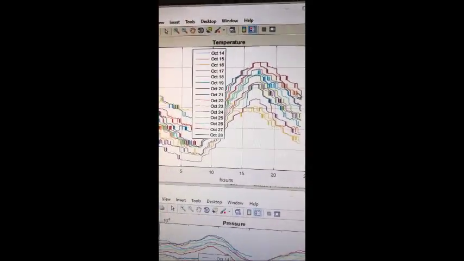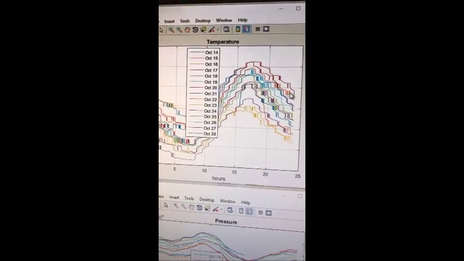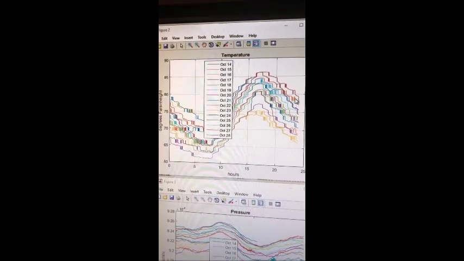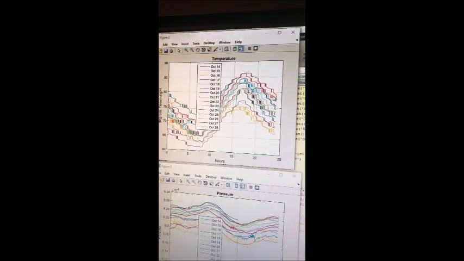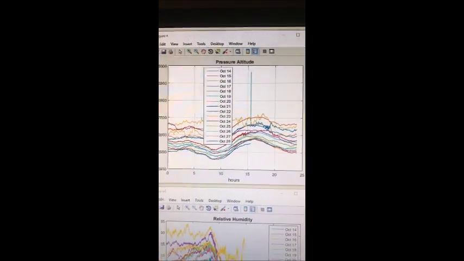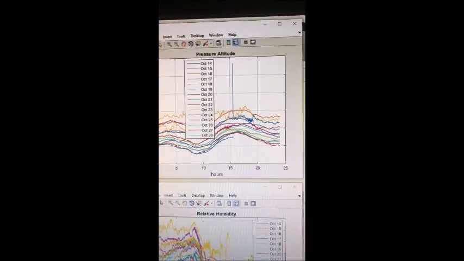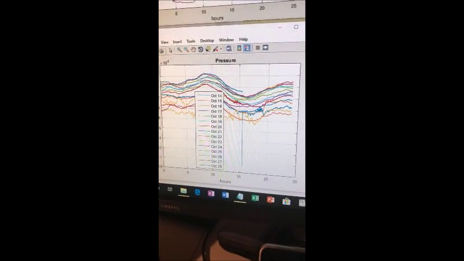For instance, for a 2-week period here in October, here's the temperature swing over 24 hours of day. So from 0 to 24 hours each day, you can see the cyclic pattern in temperature. And the pressure, which follows that somewhat. And the pressure altitude. So here's the pressure, which actually has some correlation with the temperature.